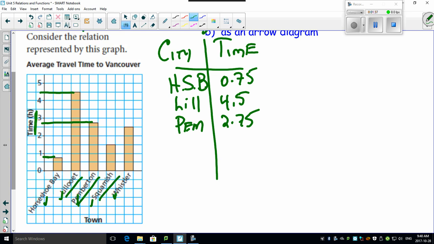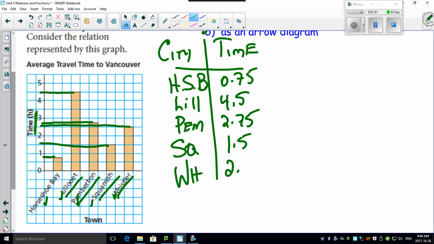Look at Squamish. Squamish looks like it's about an hour and a half. Okay, so 1.5 hours. And then, of course, Whistler, which looks like 2.5 hours away. So Whistler, 2.5. So there's our nice, beautiful table of values. Now, let's do the arrow diagram.